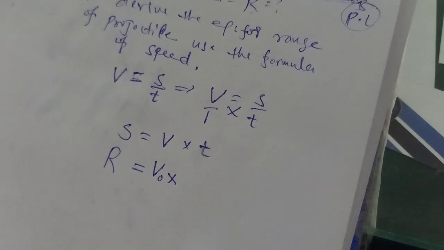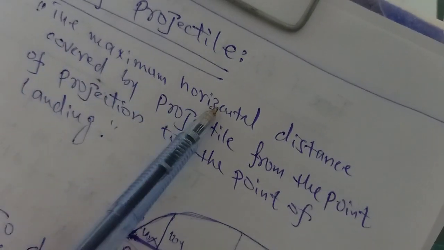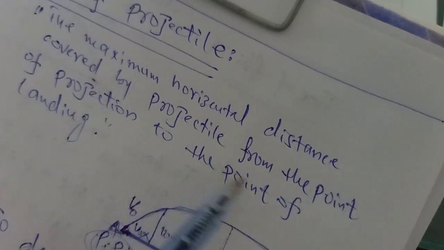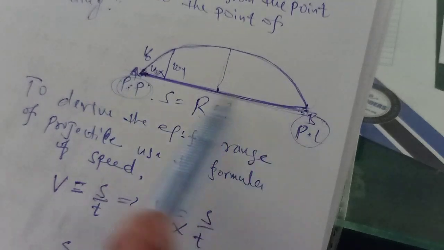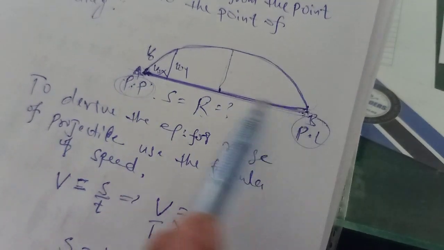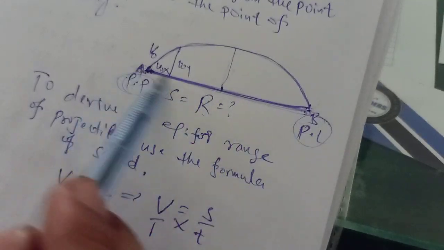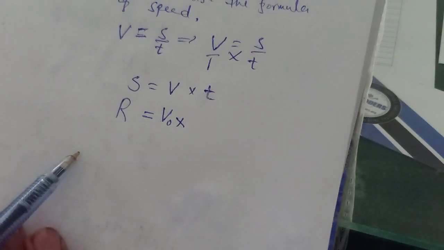Why the V naught X component of velocity? Because we have clearly stated here that the maximum horizontal distance covered by a projectile from the point of projection to the point of landing is called range of projectile. So if this is the range, you clearly see that from the point of projection to the point of landing, this distance is purely horizontal. So we will take the horizontal component of velocity, that is V naught X.